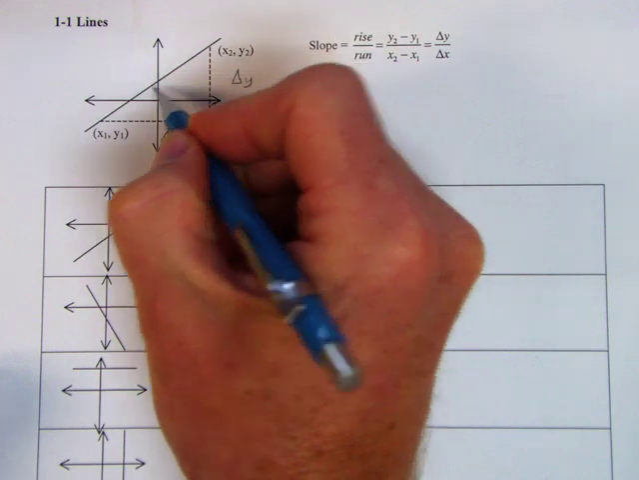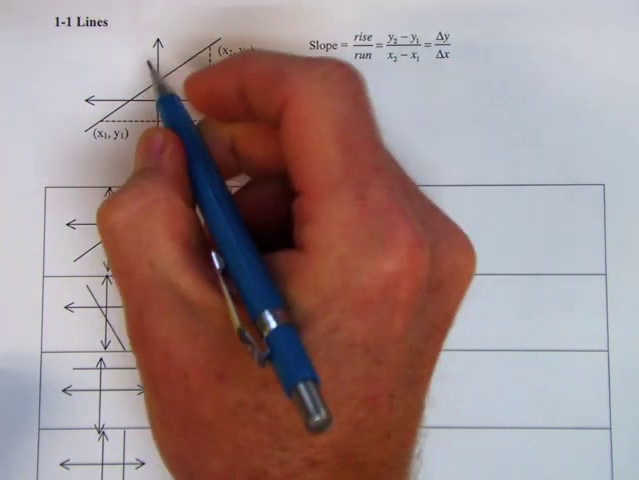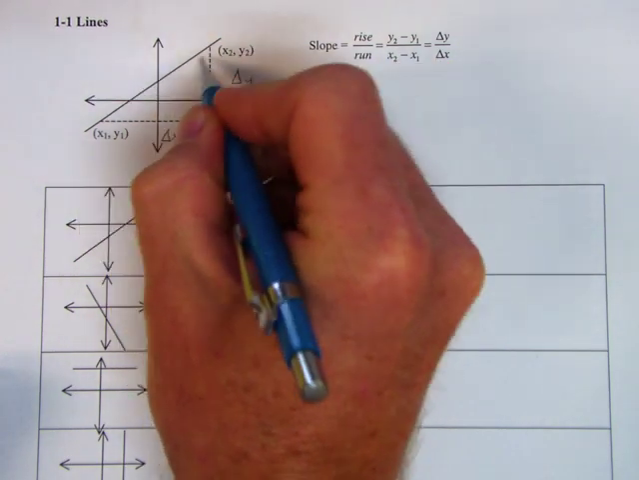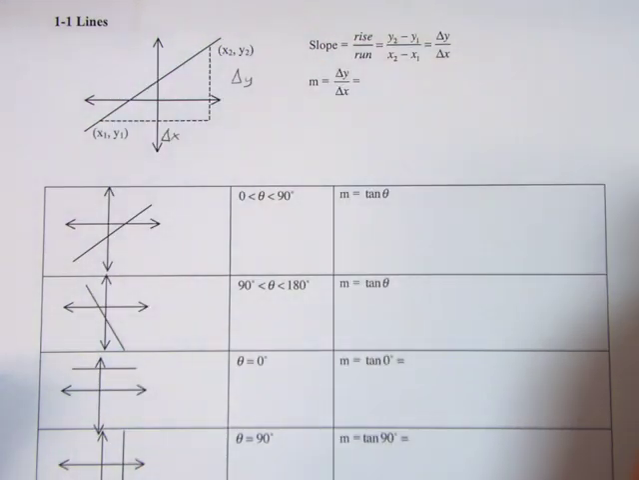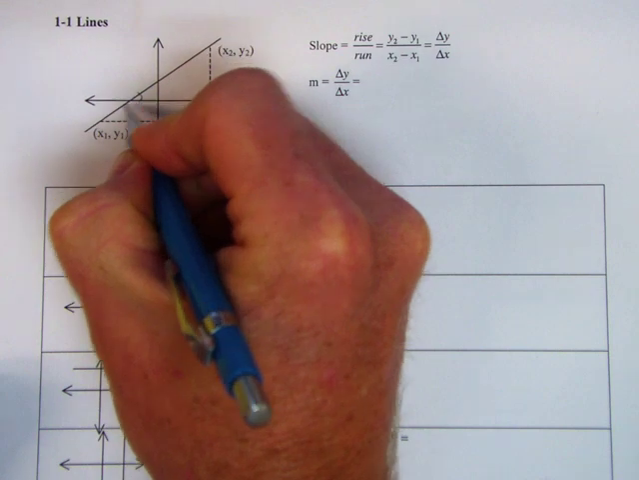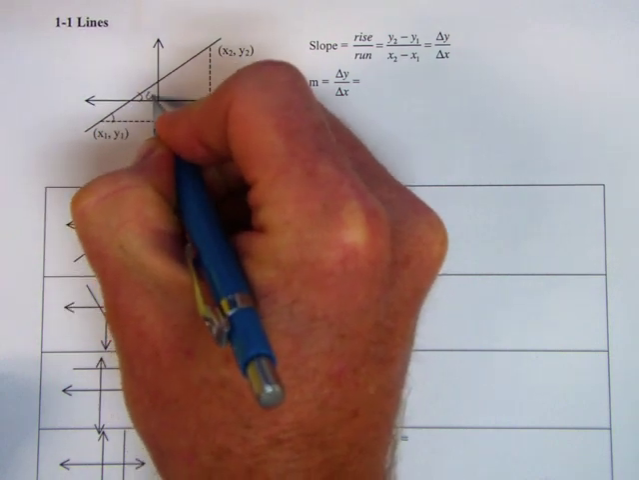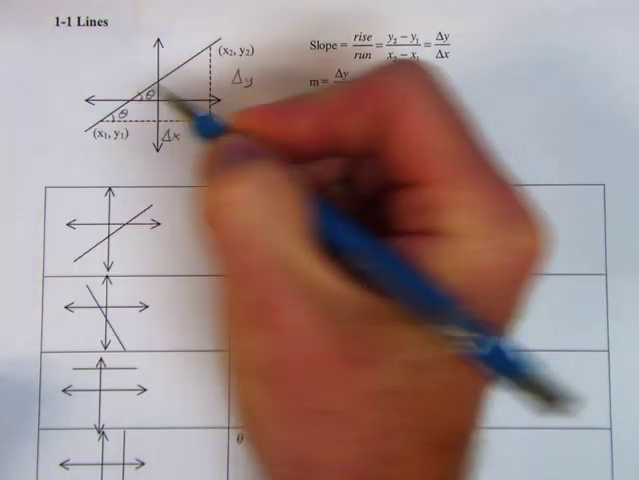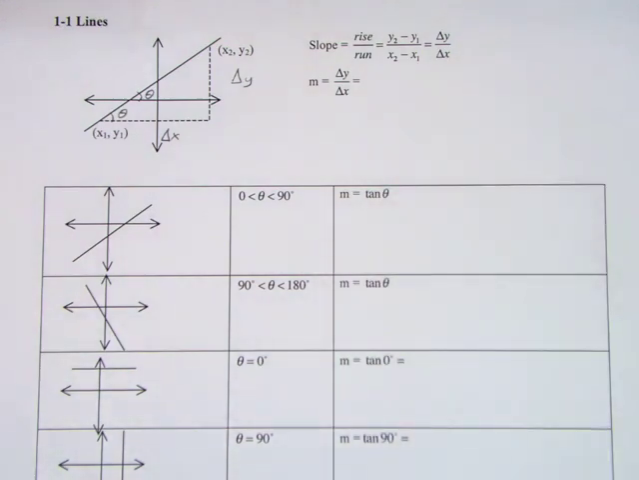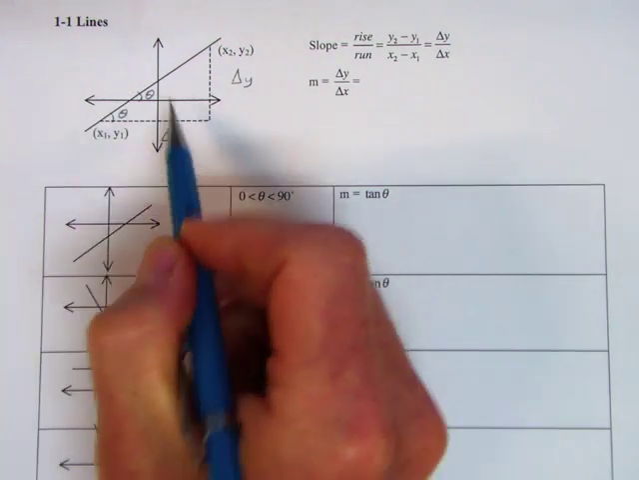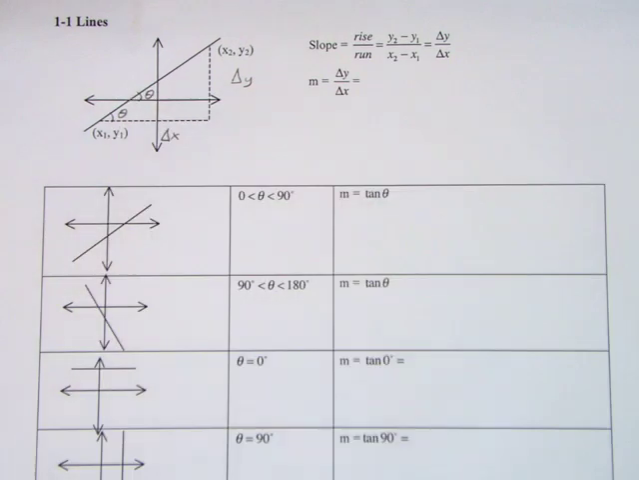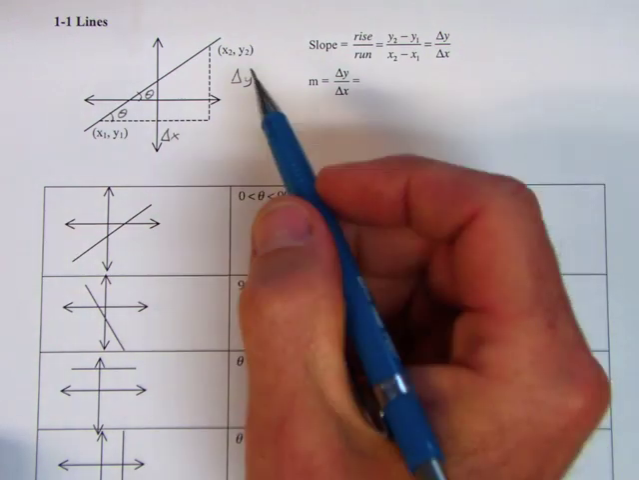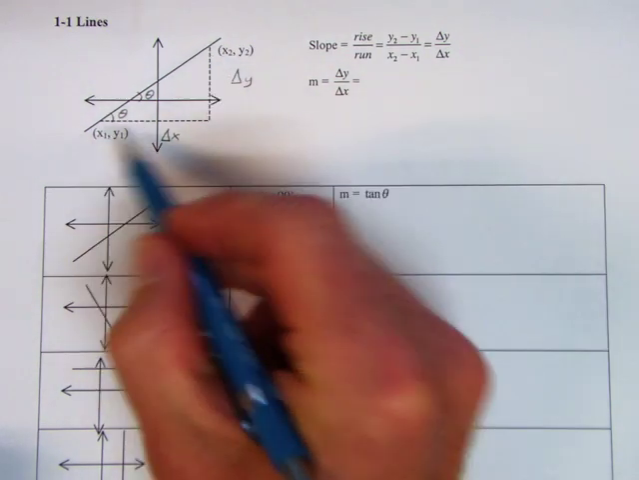Now, what other angle in this triangle, so we have a triangle here and we have a triangle there, what two angles are congruent? That angle and this one, those are both going to be called theta. Why are they congruent? Because you have two parallel lines cut by a transversal. Corresponding angles are congruent.